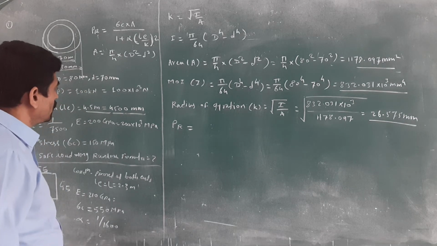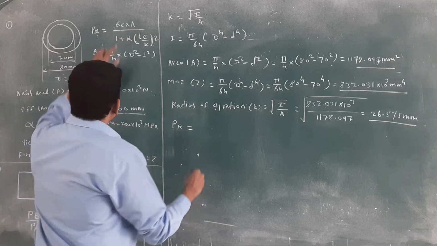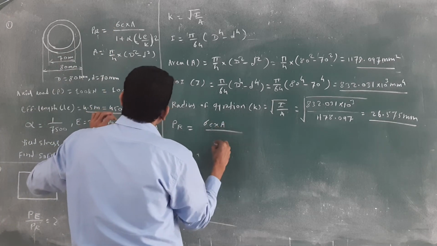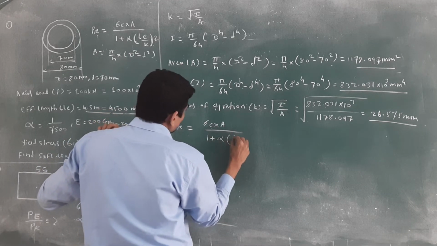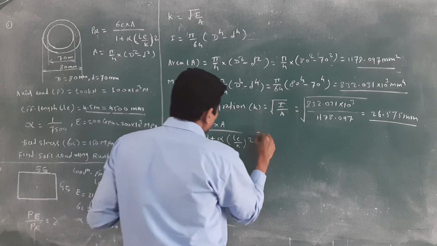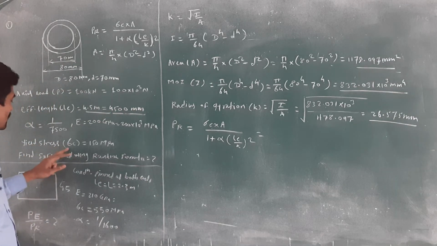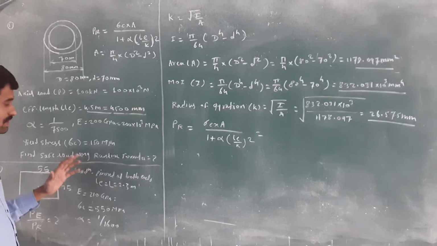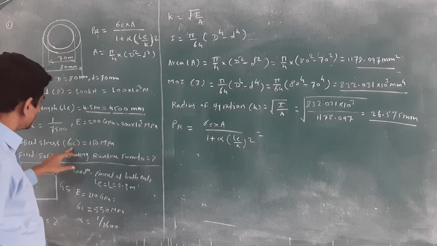Then check PR. What is PR? The load using the Rankine formula. PR is equal to sigma C into A divided by 1 plus alpha into (LE by K) square. And put the values. Sigma C is given directly. Yield stress is given. Just as the column is buckled, yielding will start. That's why here we get the crippling value. Yield stress means crippling value.